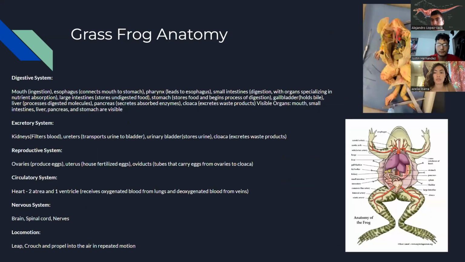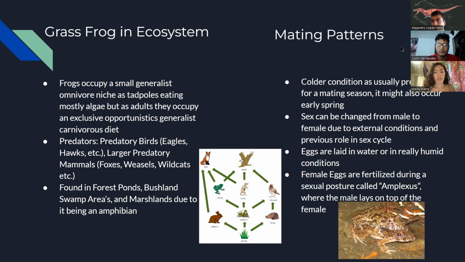As for their mating patterns, they usually prefer colder conditions for mating season because it allows for better incubation of their eggs, but it also usually occurs during early spring. Another unique thing about frogs as compared to the class Mammalia is that frogs, as amphibians, can switch their sexes, and that is determined by external conditions and also what role they played in the last sex cycle. This is seen in some amphibian species, not all, but it has been observed in grass frogs at some point.